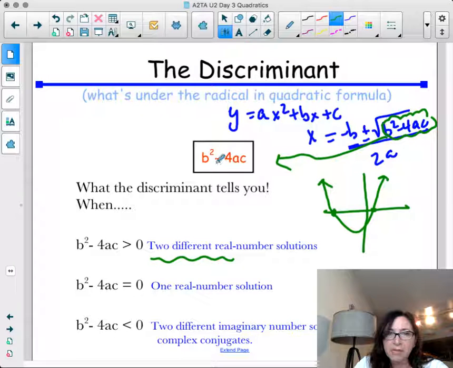So when I plug my values into my equation, b squared minus 4ac, and I get a value that's greater than 0, like 5, 15, 100, I'm always going to get two real solutions, meaning my graph is going to cross in two places for two real solutions.